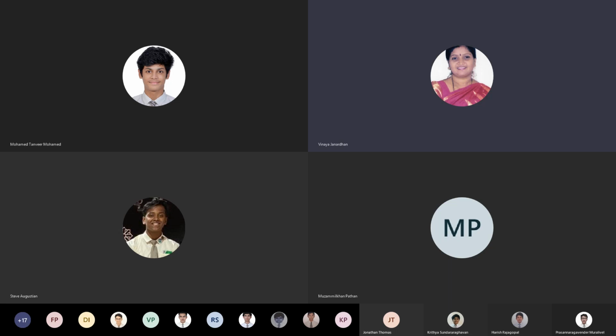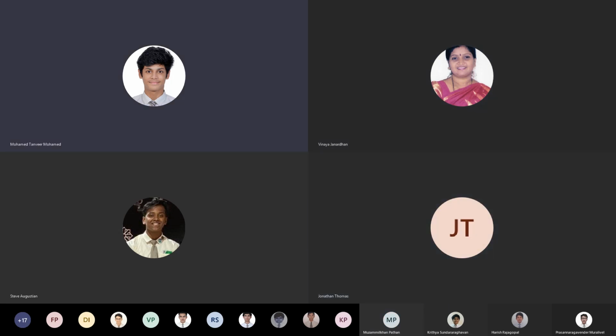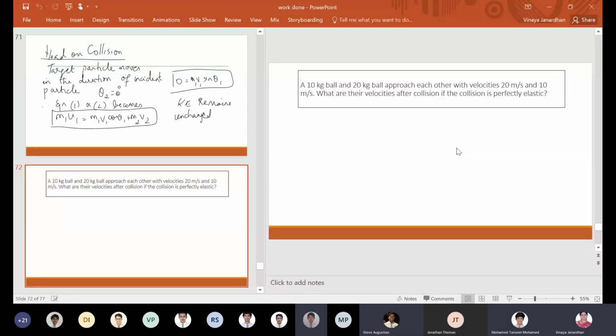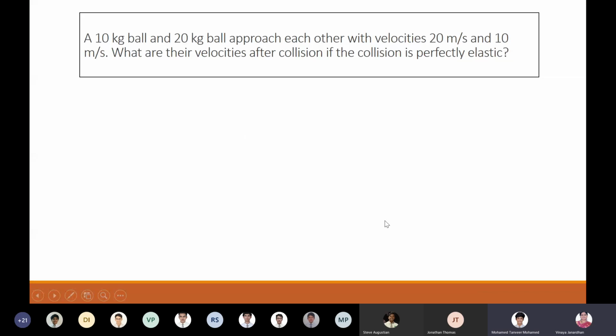Fine, boys. You can see the PowerPoint presentation. In that case, last period, I'll start with your division, motion in a plane. Can you start writing this question? This is for perfectly elastic collision. A 10 kilogram and a 20 kilogram ball approach each other with velocity 20 meters per second and 10 meters per second. What are their velocities after collision if the collision is perfectly elastic?